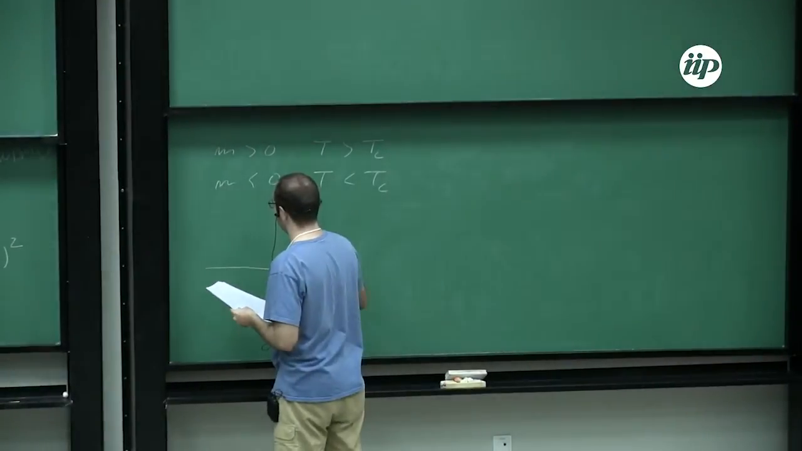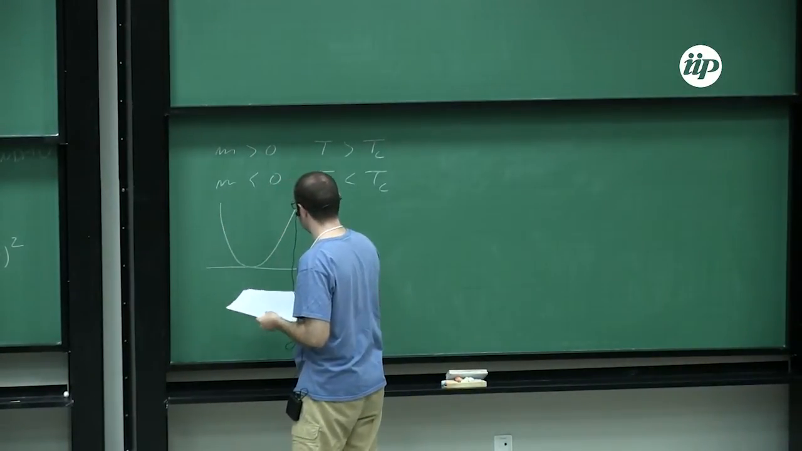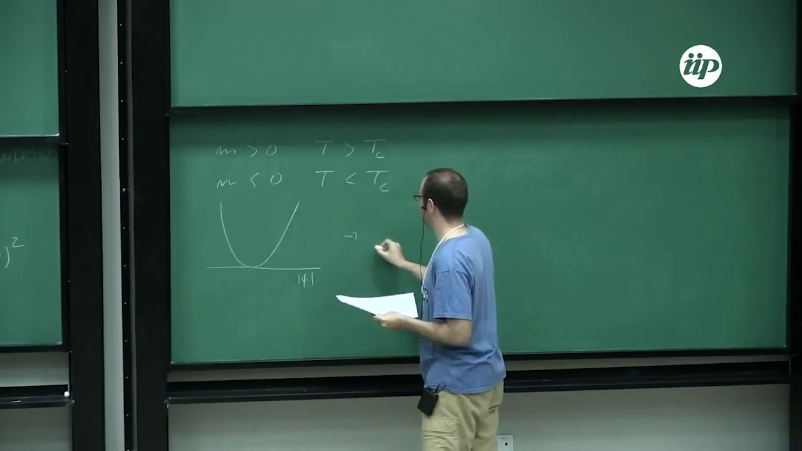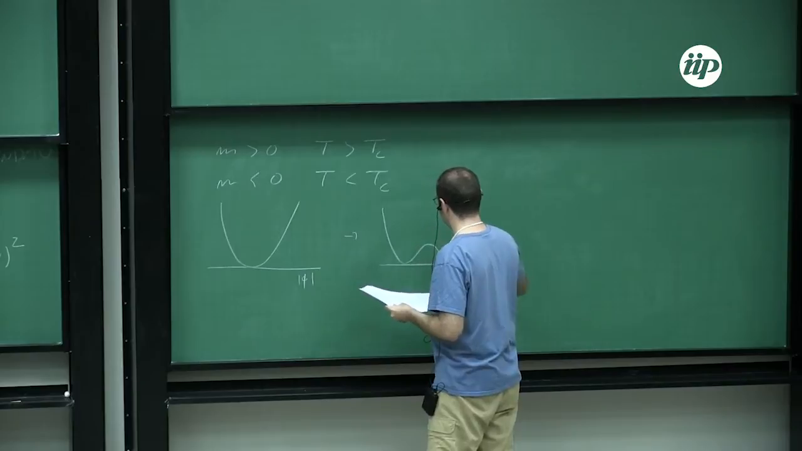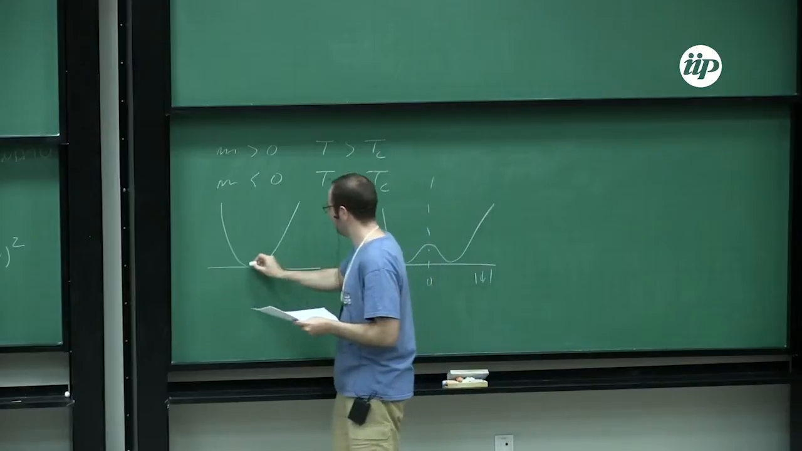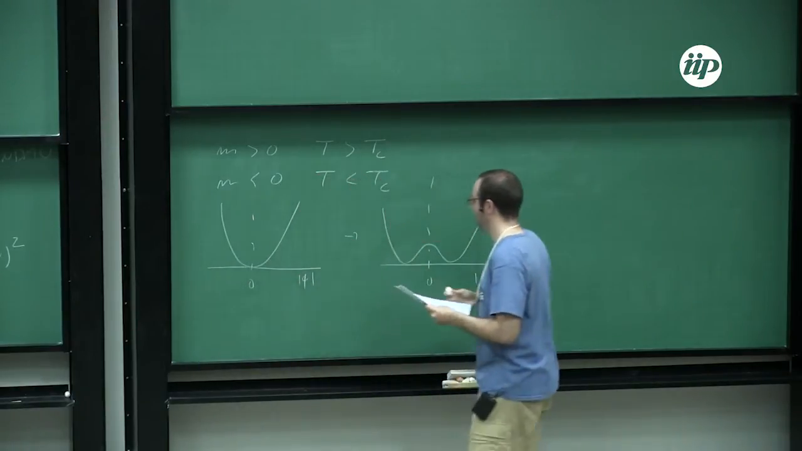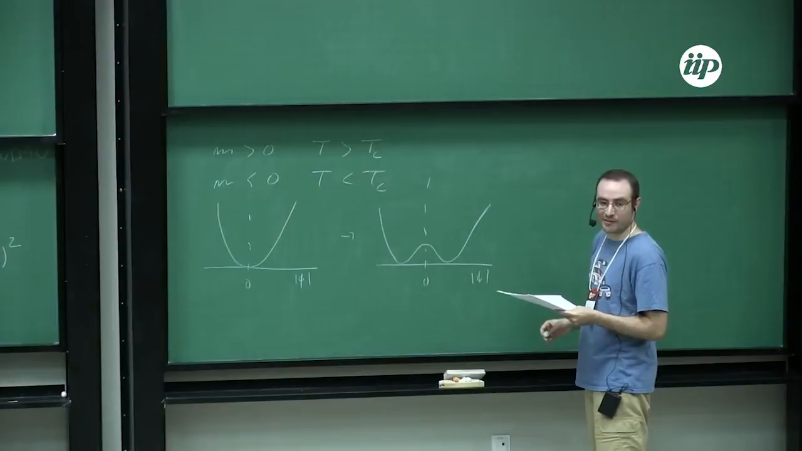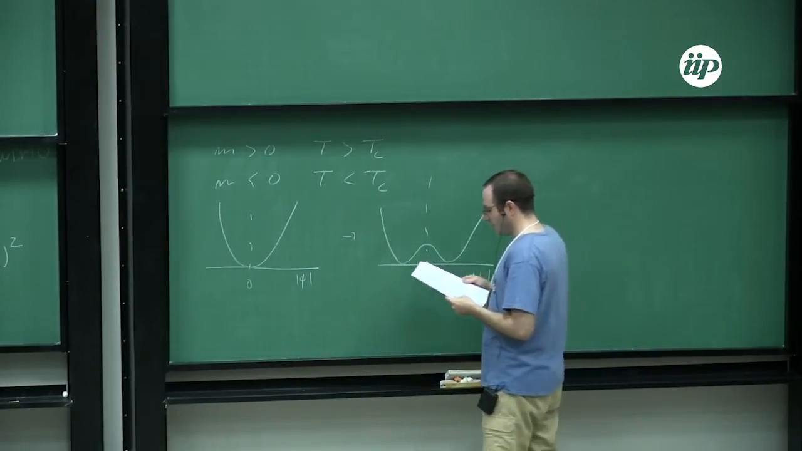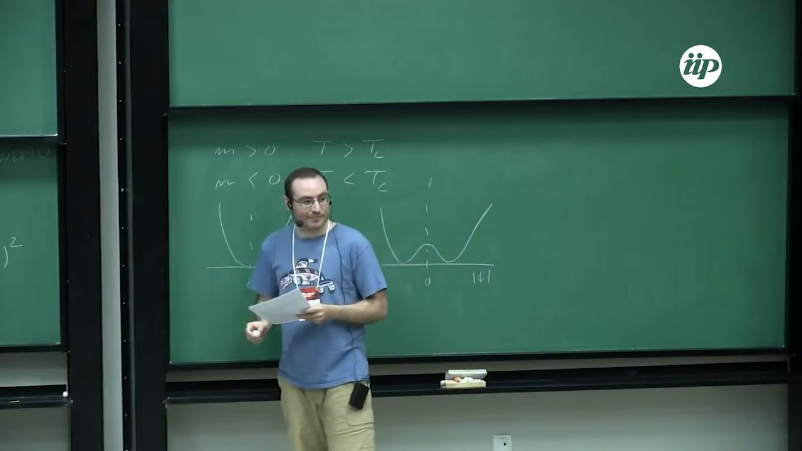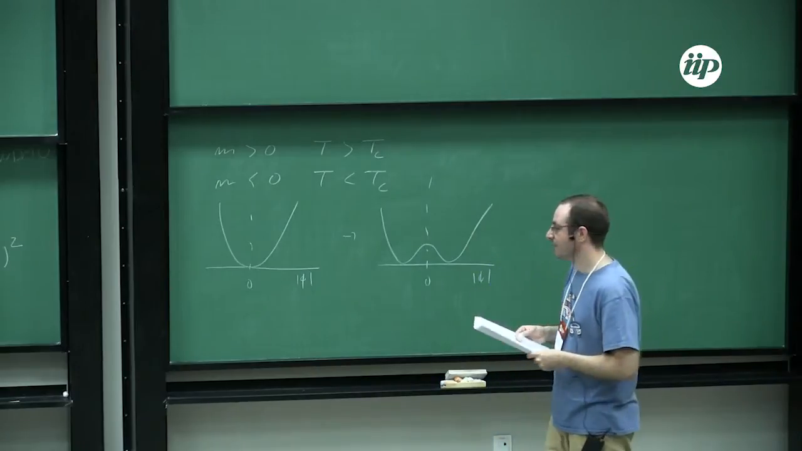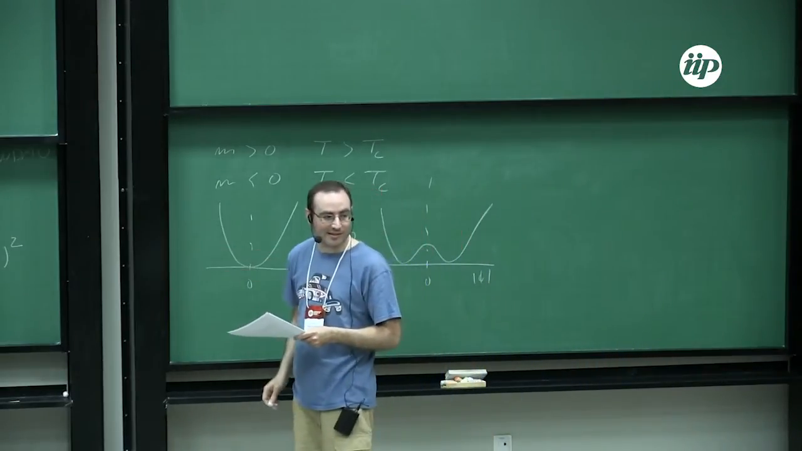So you go from a potential for phi that looks like this to a potential that looks like this. This will be 0. So you have the usual spontaneous symmetry breaking with the Higgs mechanism. It's a second order phase transition in this description.